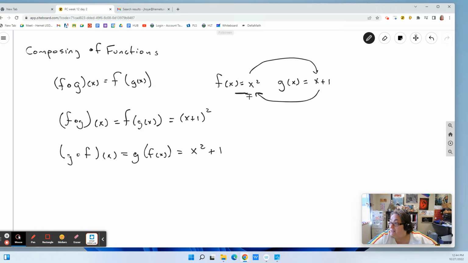So in this case, the domain of F, what I could plug in for X on this F of X, all real numbers, right? I can plug in anything for X in that. And if I look at G of X, there's really nothing that I can't plug in for X there. So in this case, the domain would be all real numbers.